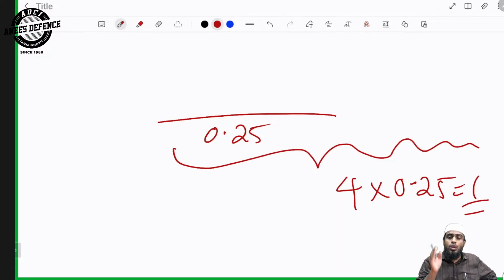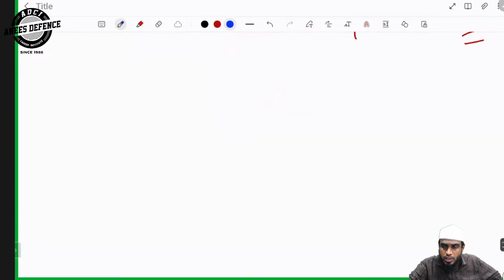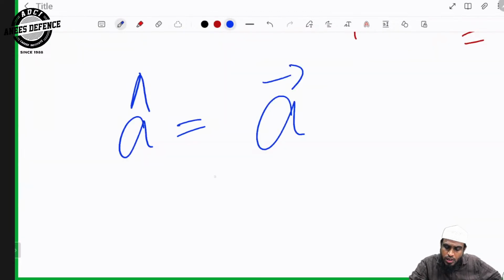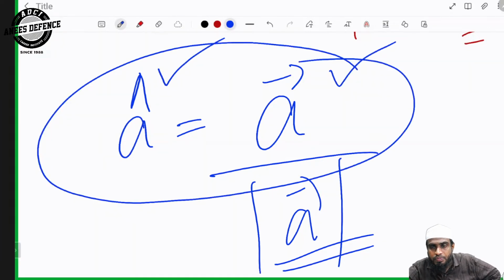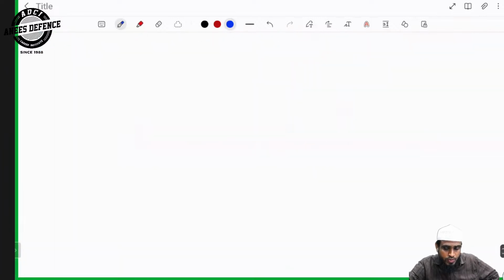So, if the magnitude of a vector is less than 1, the unit vector will be bigger than the original vector. If the magnitude of the vector is greater than 1, the unit vector will be smaller than the original. That is the concept of unit vector. That is, unit vector A cap is equal to the actual vector divided by the actual vector magnitude. So here the vector A and the unit vector A, both the direction is same. Both are in the same direction with different magnitude. That is the concept of unit vector.